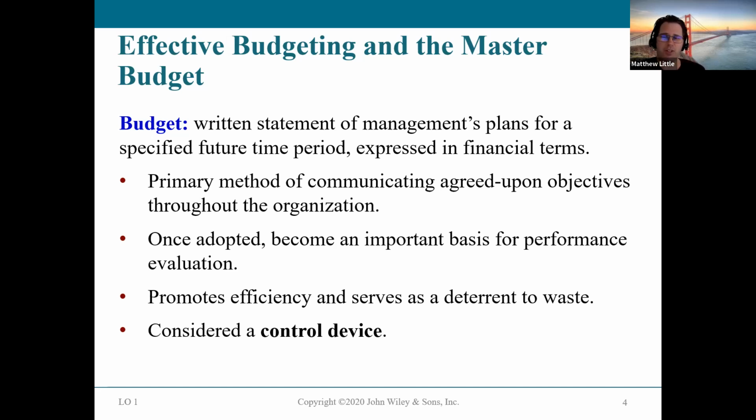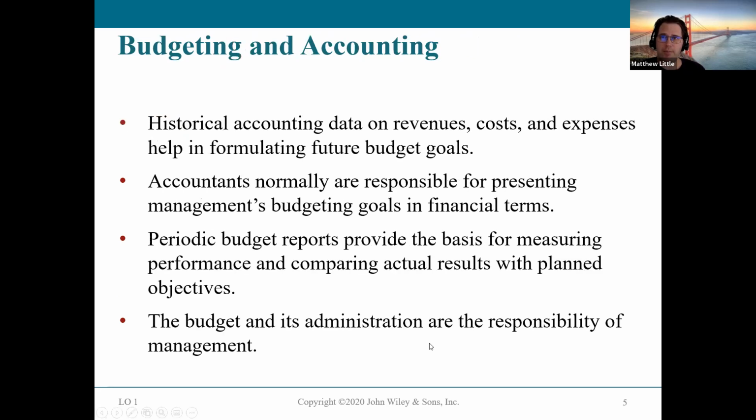It looks at sales volumes, expense targets, etc. It helps promote efficiency in the fact that you set budgets, set limits as far as what individuals, managers, employees, whatever it might be, have to spend. Therefore, you can keep an eye on it and hold people accountable. So it's considered a control device.